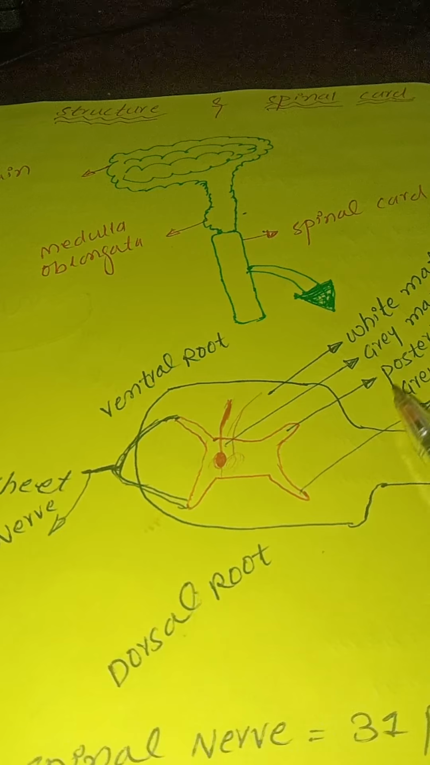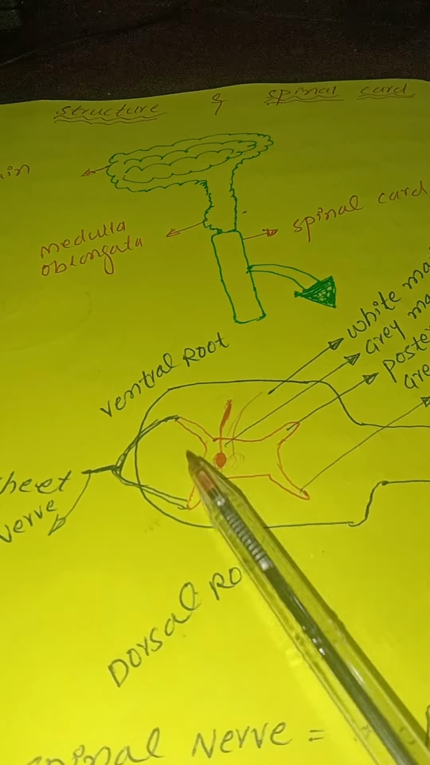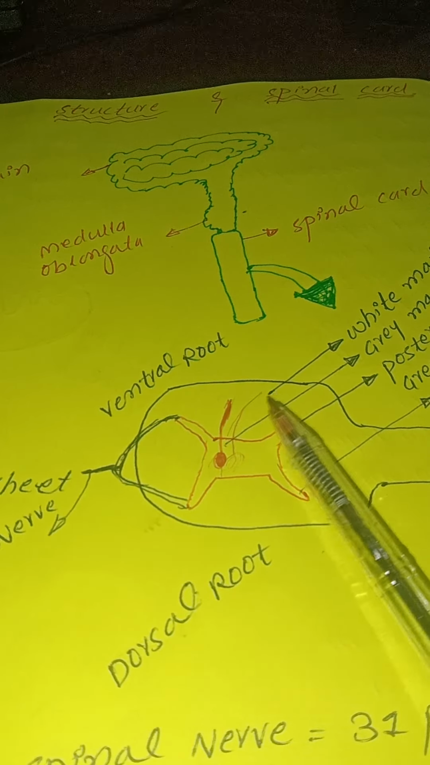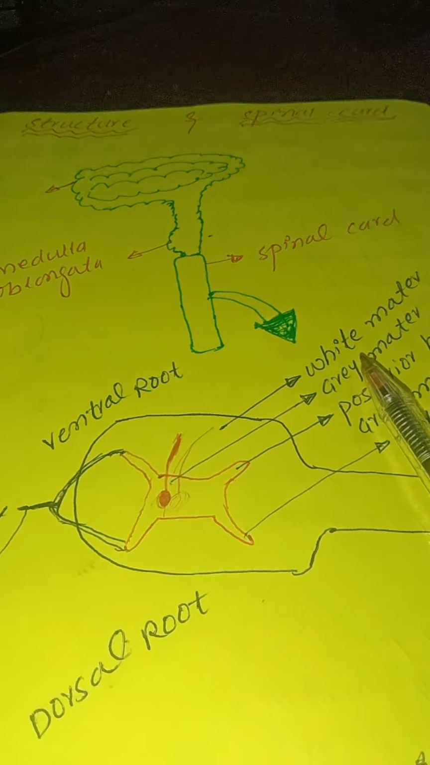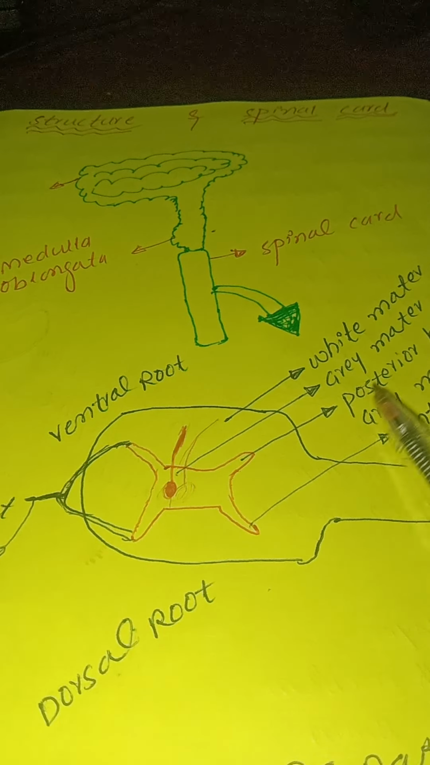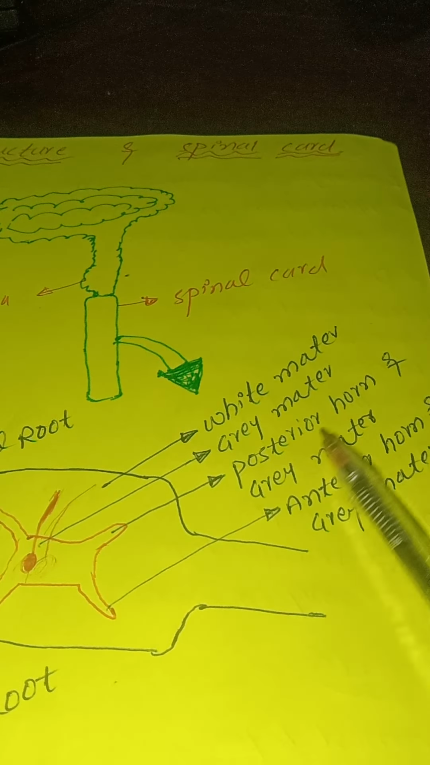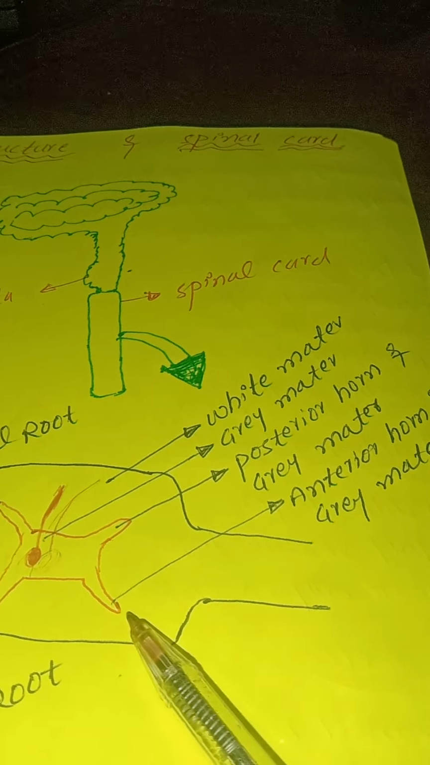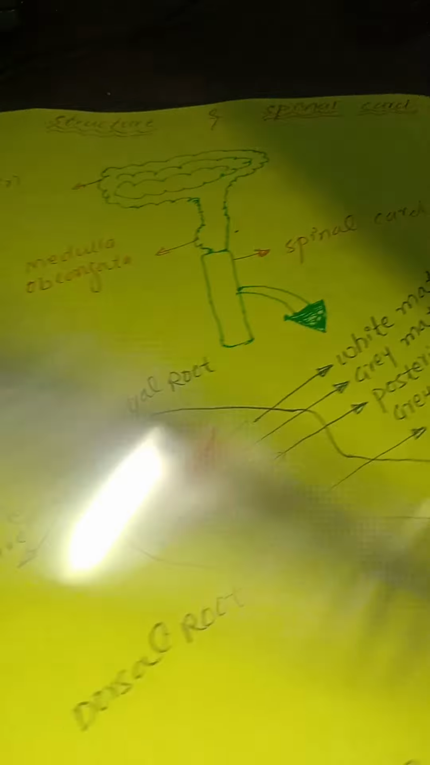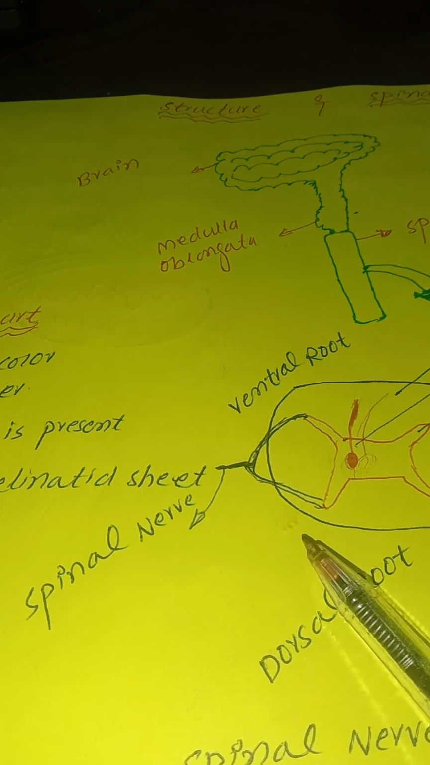Now we will see the structure of the spinal cord. You can see this is the outer part. The outer part is called white matter, and this is the inner part. The inner part is called gray matter. This is the posterior horn of the gray matter, and this is the anterior horn of the gray matter. This is the ventral root and this is the dorsal root.